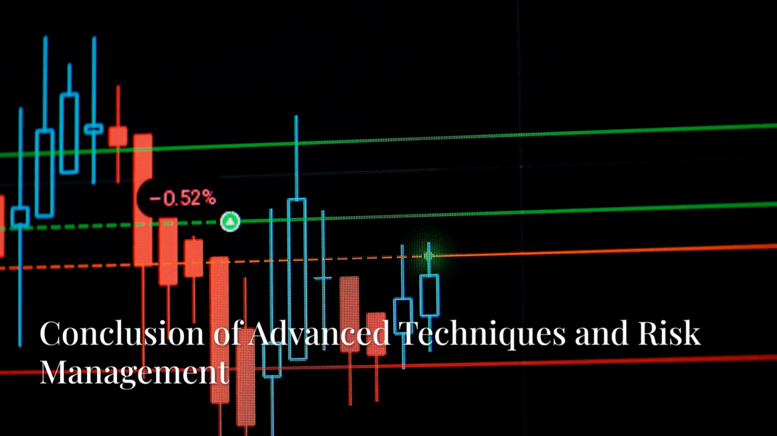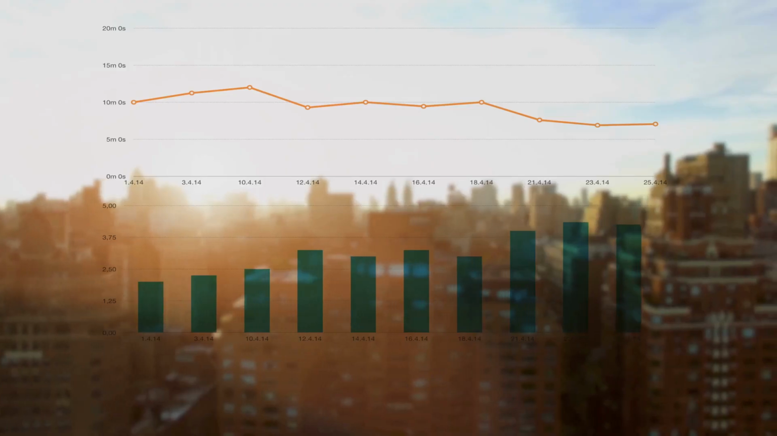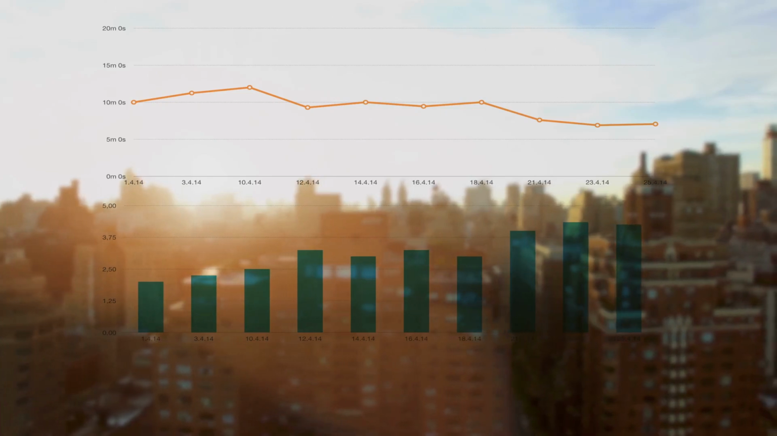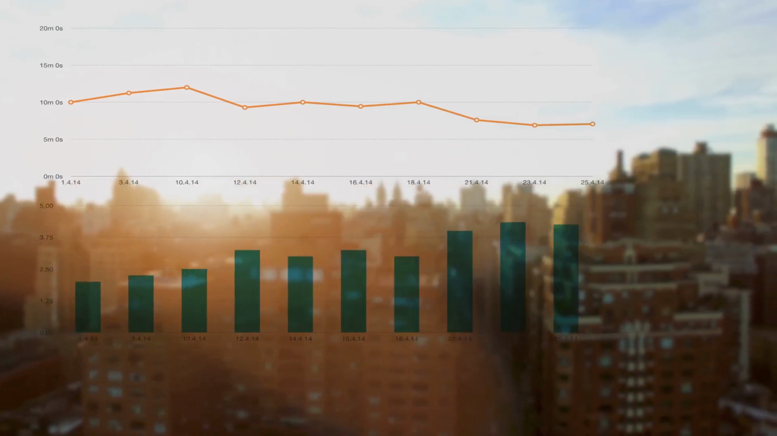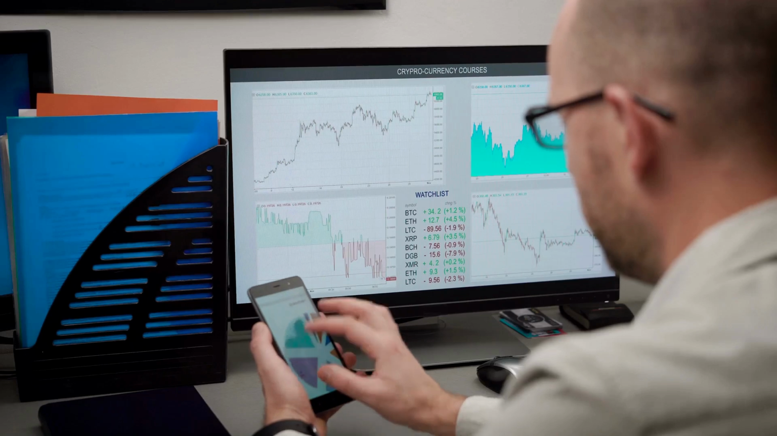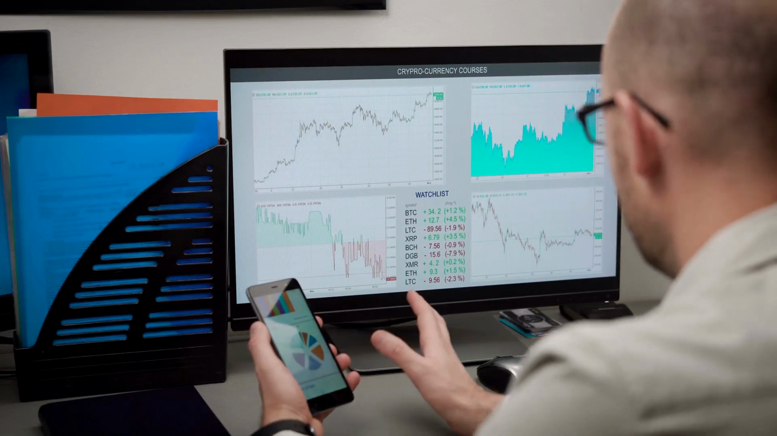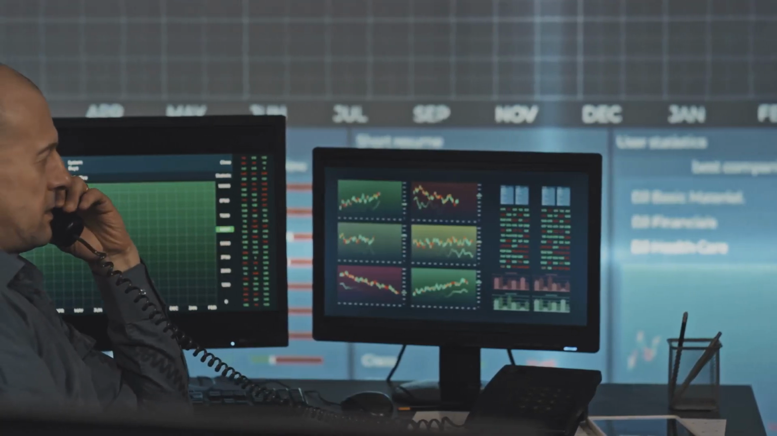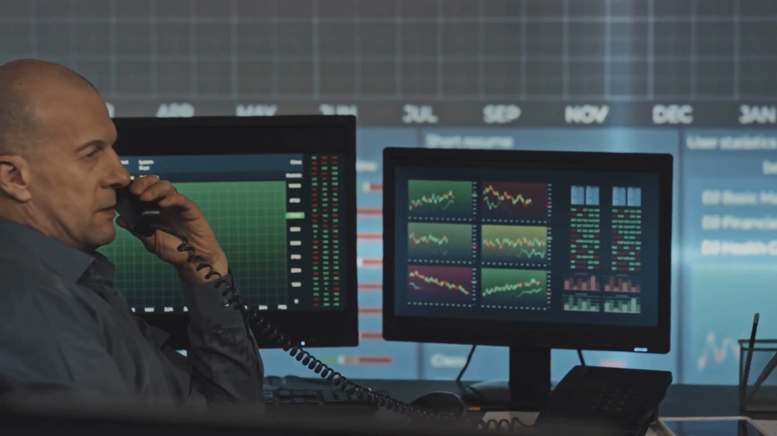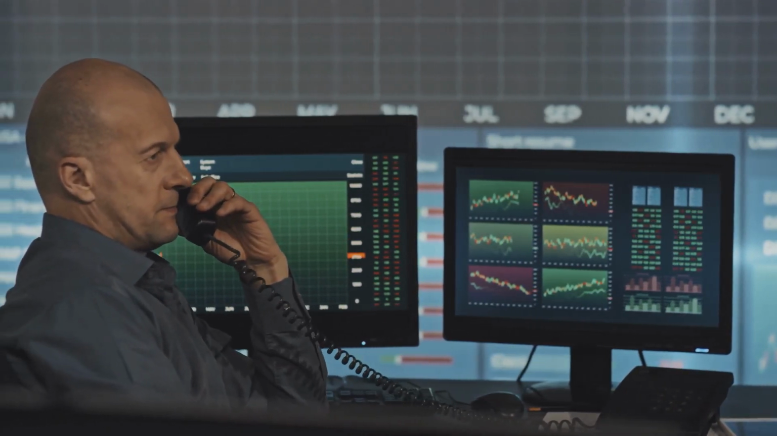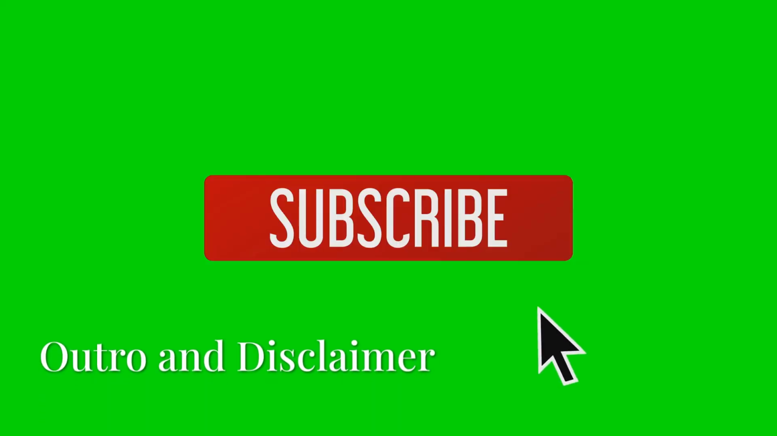Integrating advanced indicator techniques with comprehensive risk management significantly enhances trading performance, consistency, and long-term sustainability. By employing sophisticated analytical methods, rigorous risk controls, and disciplined execution, traders can confidently optimize their trading outcomes, effectively preserve capital, and achieve sustained profitability.